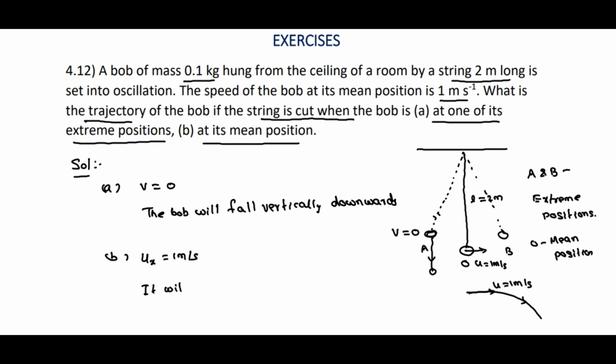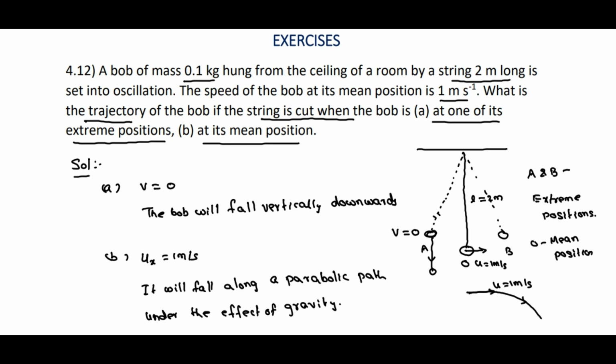The string is cut, and the bob will fall along a parabolic path under the effect of gravity. So these are the solutions of 4.11 and 4.12.